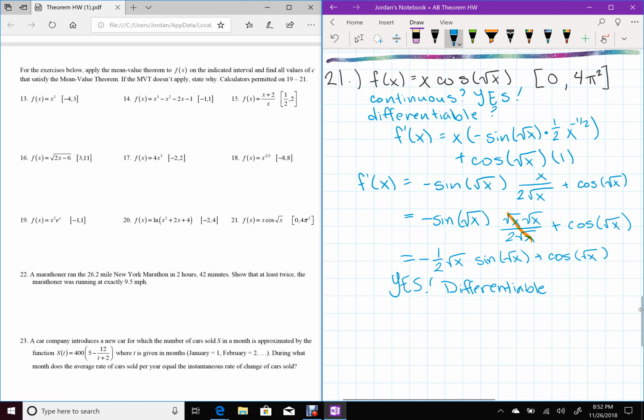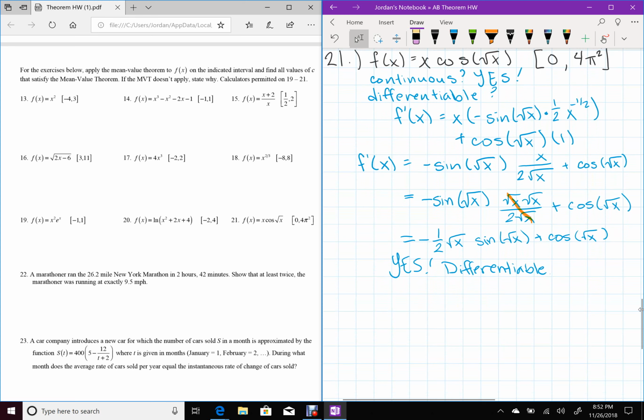So since it's continuous and differentiable, we can now use the mean value theorem. And we've already found the derivative, so we just need to consider what is f of 0 and what is f of 4 pi squared. Well, f of 0 is 0, because x times cosine, if x is 0, is going to be 0. And then if we have to think about 4 pi squared, we're going to actually need to plug that one in and do math.